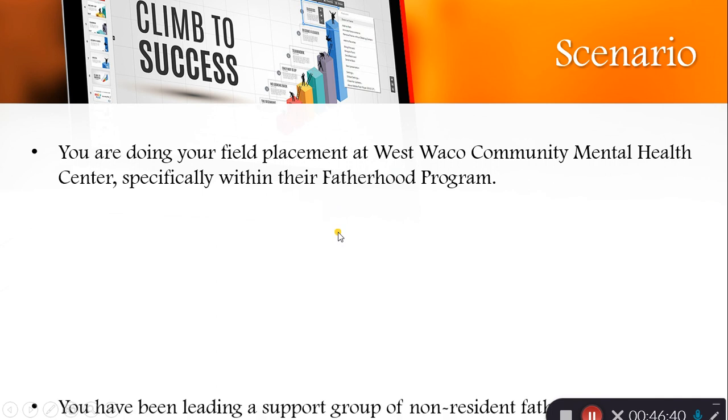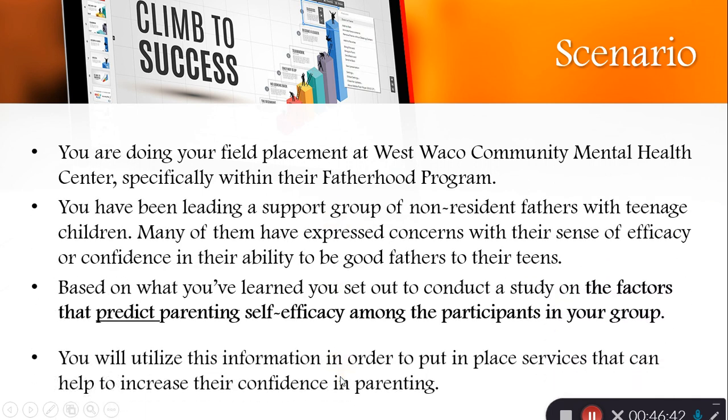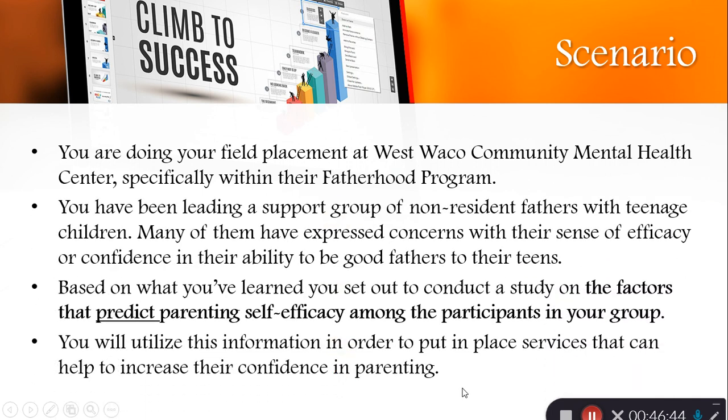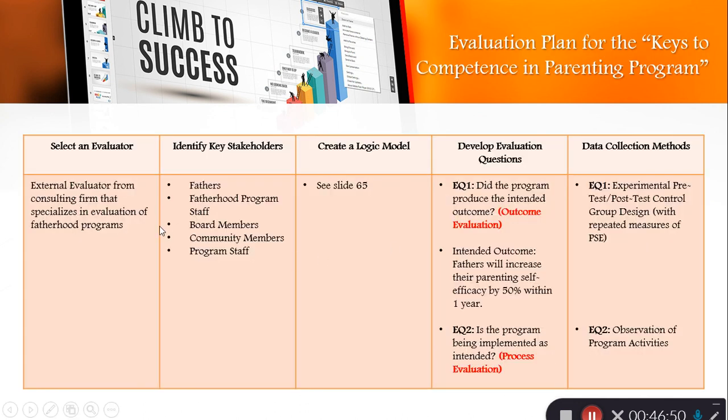And then here's our case study that we've been drawing on, and we'll continue to draw on this same case study as we talk about program evaluation. And so what I've done is I've developed an evaluation plan for our Keys to Competence in Parenting program. And so in terms of selecting an evaluator, I have chosen to go with an external evaluator from a consulting firm that specializes in the evaluation of fatherhood programs.